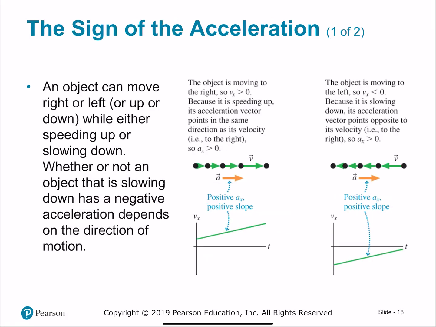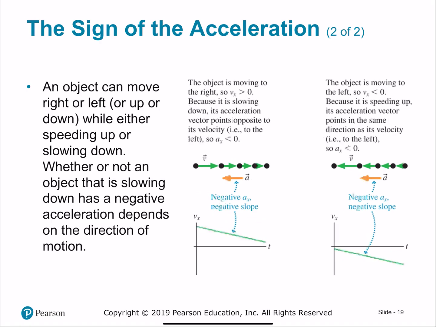So let's look at the sign of the acceleration in a little more detail. If you have a velocity versus time graph with a positive slope, which looks like that, then the acceleration is positive. It doesn't matter whether the velocity is negative or positive, right? If the velocity is increasing, meaning this graph has this type of slope, then the acceleration is positive. In the other case, if the slope is negative, if it decreases like that, it doesn't matter whether the velocity is positive or negative, you're going to have a negative acceleration.